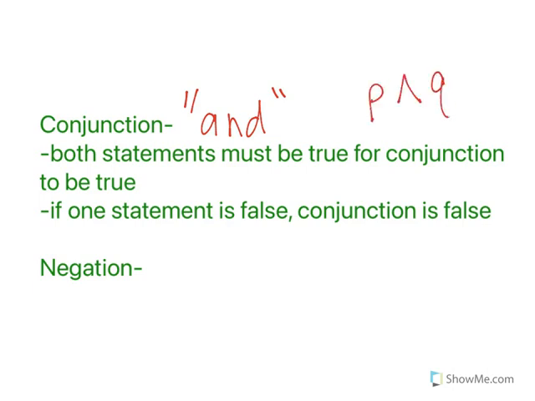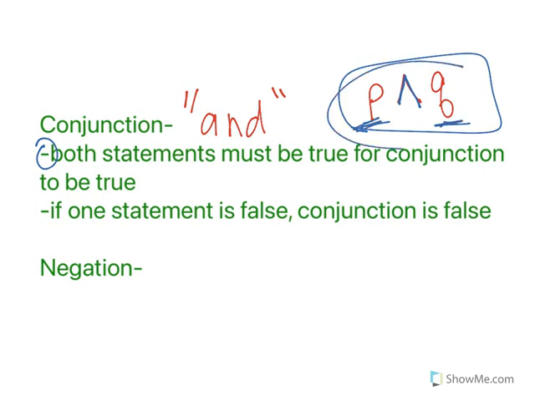P and Q. Symbolically, I like to think of this as an A, except we're missing that slash in the middle. So P and Q. Now for a conjunction, both of these statements, both P and Q, must be true for the entire conjunction to be true. If either one of these is false, either P or Q or both, then the entire thing is false.